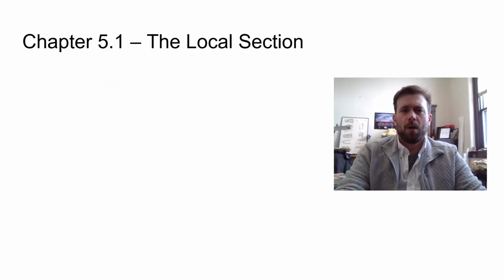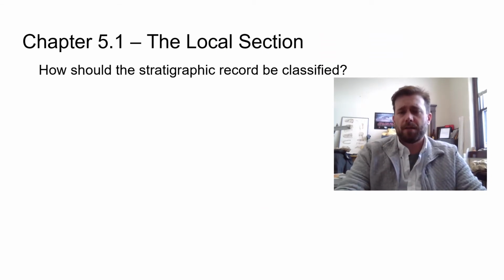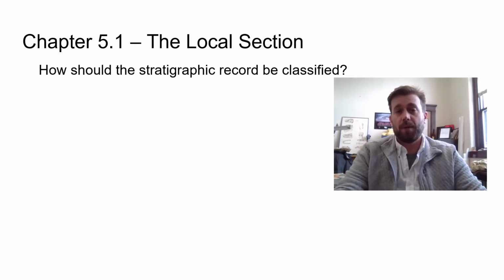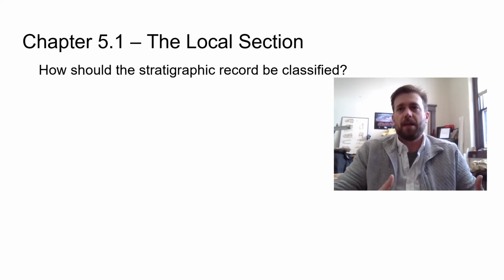So with that history kind of under our belt, let's really dive into more of the Brookfield text of Chapter 5 and look at the local section and how we can take these historical concepts and apply them. One of the main focuses of Chapter 5 is asking the question, how should the stratigraphic record be classified? Now, your initial thoughts might be, well, just base it on rock type. But there's a lot more to it than that, and since the goal of stratigraphy is to do more than just describe rocks, it's to understand and read the history of the Earth, we have to look at it from various perspectives.